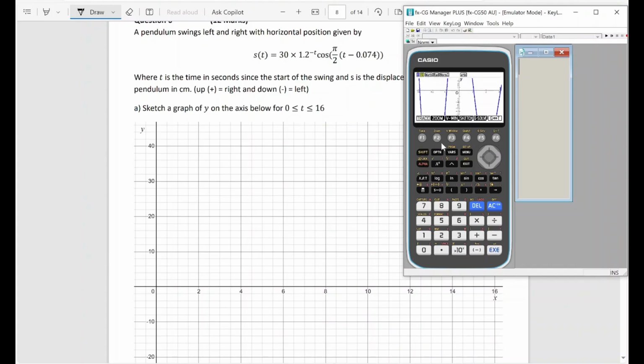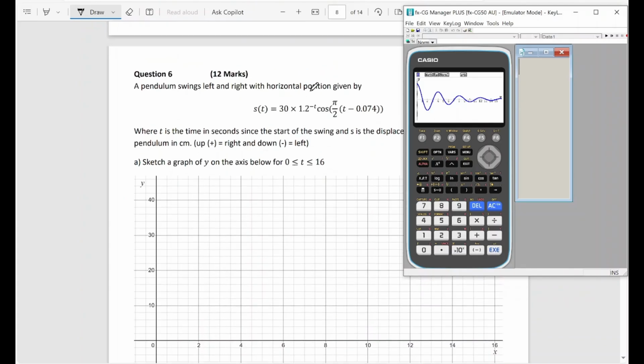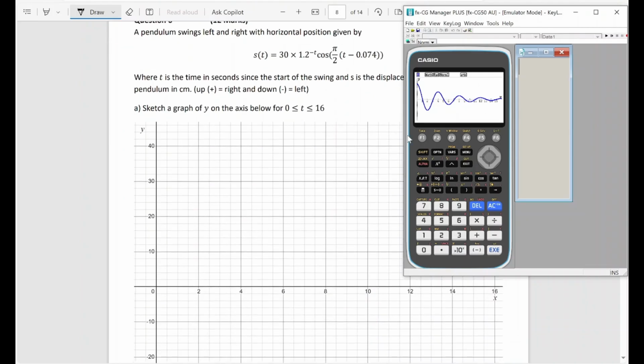So let's set up our windows. V window X min can be 0 and we'll go up to 16. Y min can be, let's go minus 40 to 40. And we'll draw that. Beautiful. Now, this is a pendulum that's swinging. And hopefully it makes sense that as the pendulum is swinging, it's going to be losing energy and losing speed and stuff.